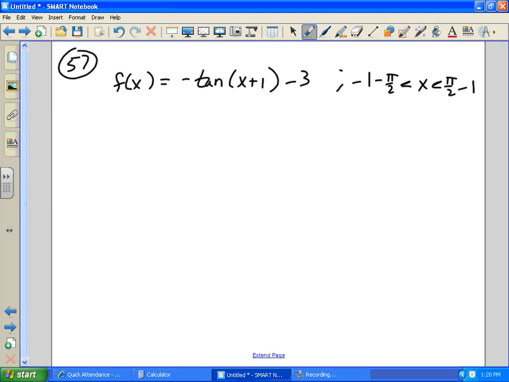Okay, so the first step is I am going to replace f of x with y. And I get y is equal to the negative tangent of x plus 1 minus 3. And then I'm going to switch the x's and the y's. So I get x is equal to negative tangent of y plus 1 minus 3. I want to solve for the y.